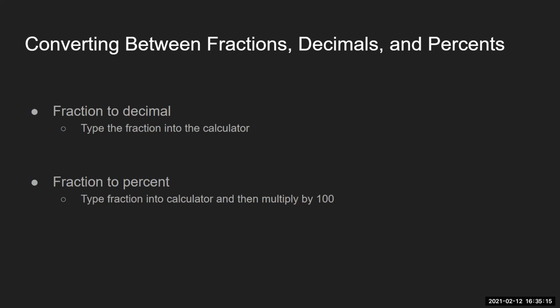So anything fractions that you have to turn into a decimal or a percent, type it into the calculator. To get the decimal, that's it, you're done. To get a percent, you'll just multiply it by 100. Easy peasy.